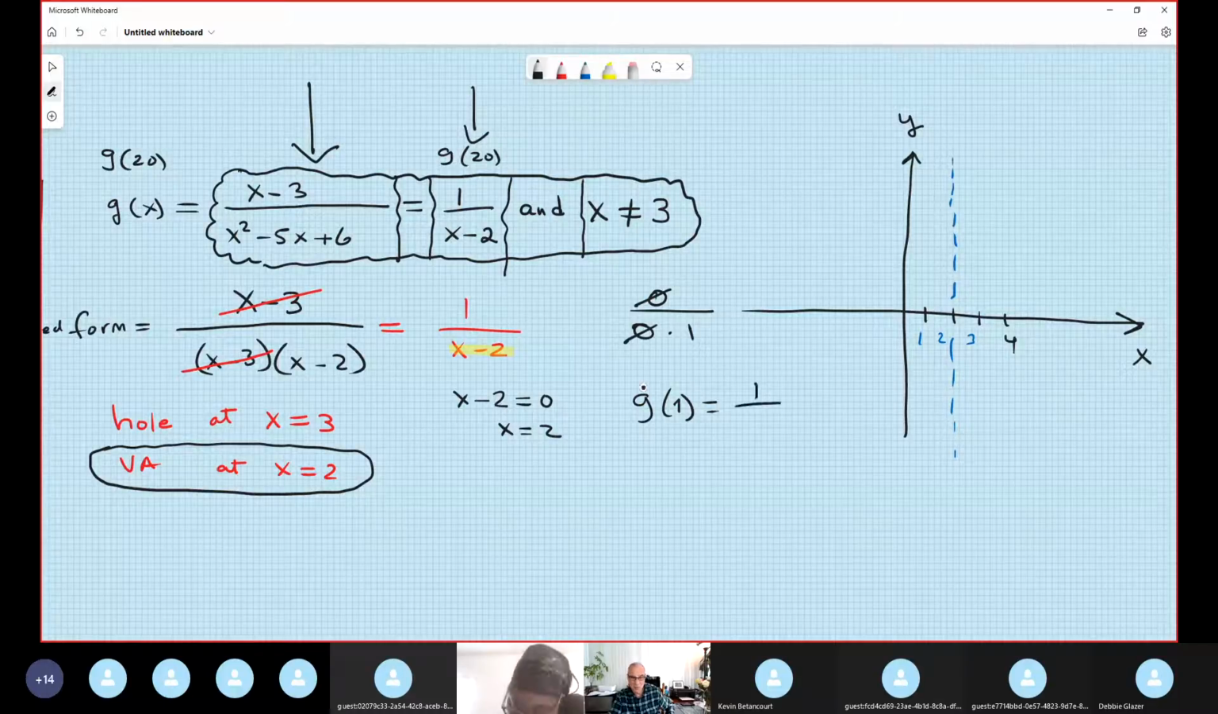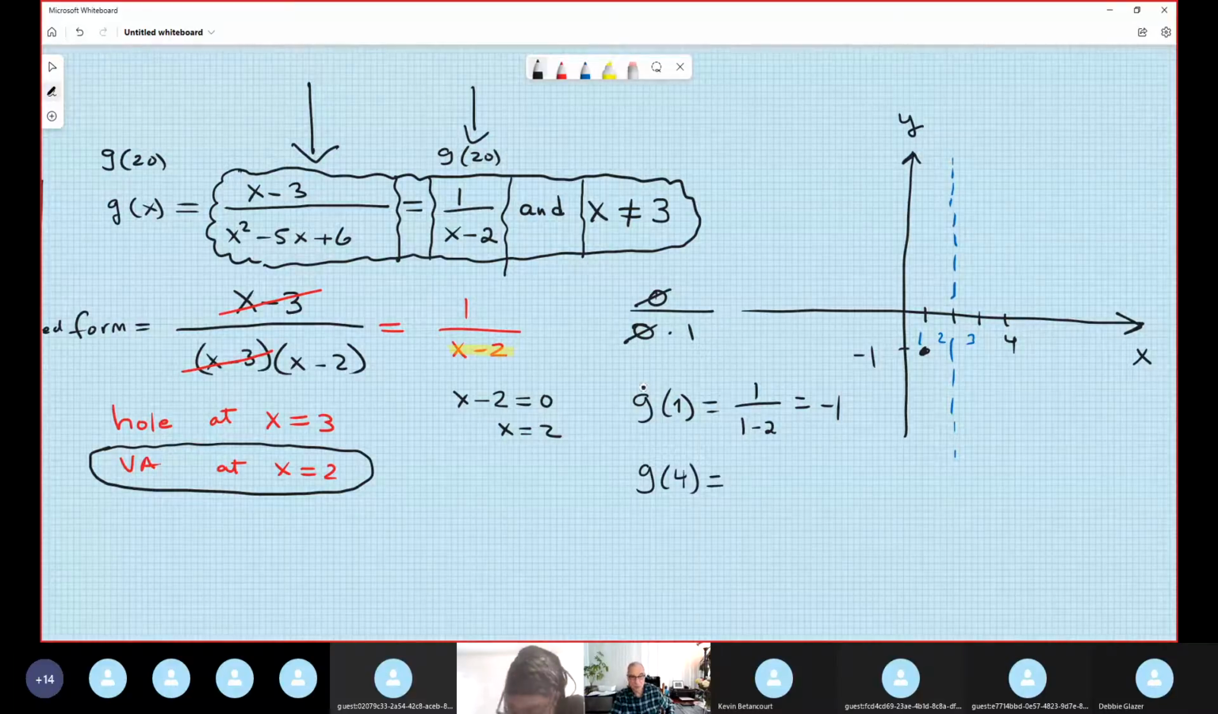Entonces 1 over 1 minus 2. 1 minus 2 es negative 1. Entonces 1 divided by negative 1 es negative 1. So 1 comma negative 1 is here. I plot that. Boom. Suppose negative 1, I plot here. Bam. And G evaluated in 4. And 3 no, because 3 is a hole.